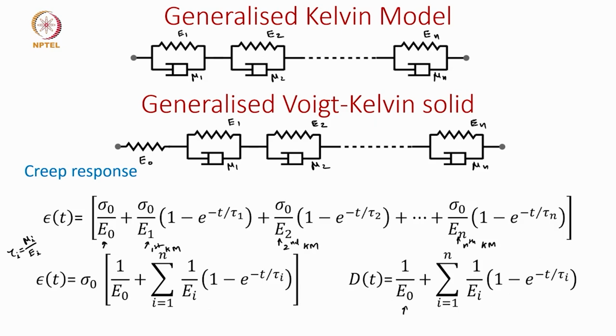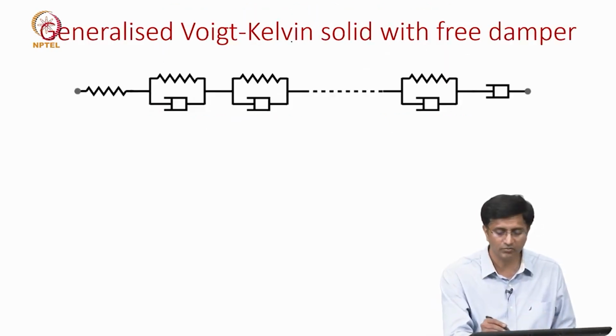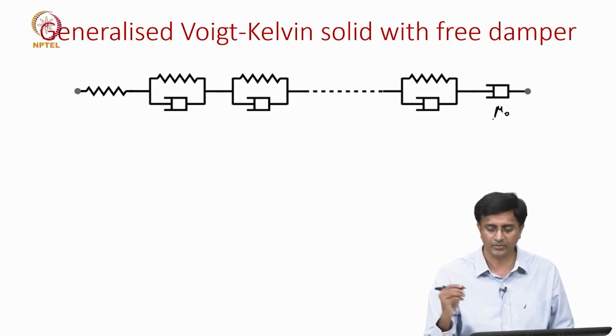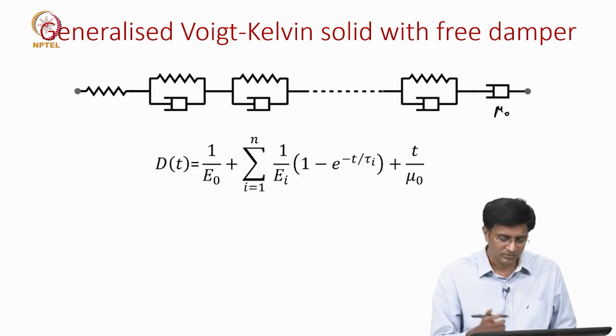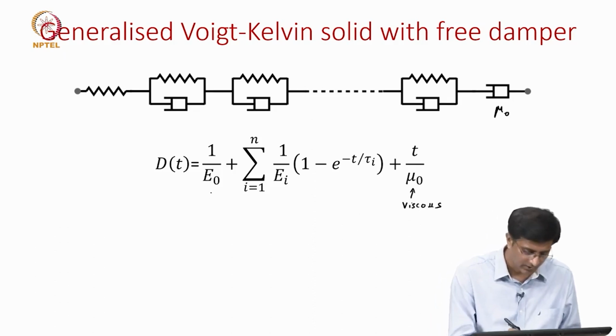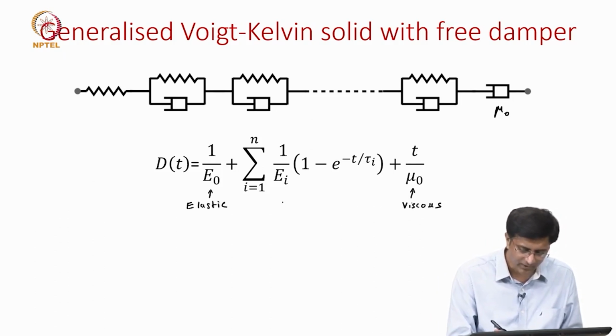One can even add one more element, meaning the free damper, and when we add the free damper, we call it the generalized Voigt Kelvin solid with a free damper. So, what we are introducing is this mu naught, the free damper. We can use the earlier expression by simply adding the extra term. This is the viscous flow term. This previously we said is the instantaneous elastic term, and this is the delayed elastic term.